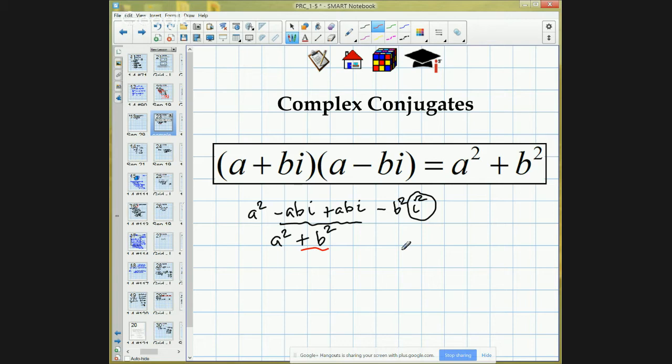So the difference of two squares we factor with conjugates. The sum of two squares we can factor with complex conjugates. That's kind of a big deal. It opens up a lot of new factoring possibilities.